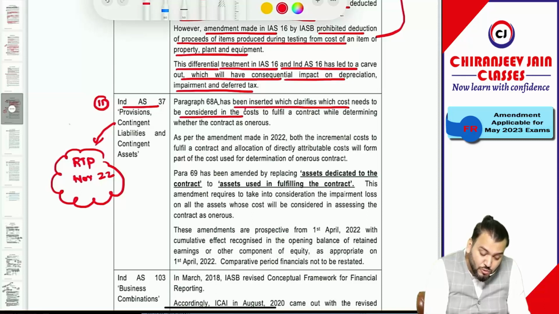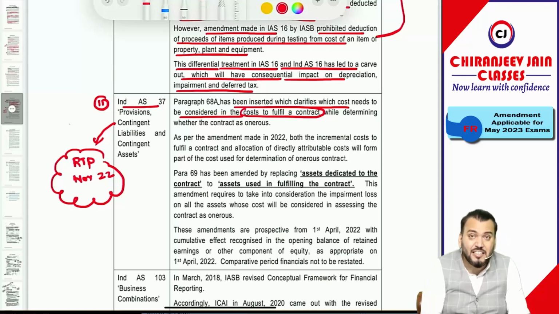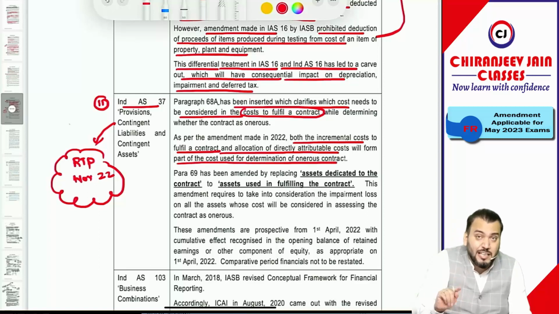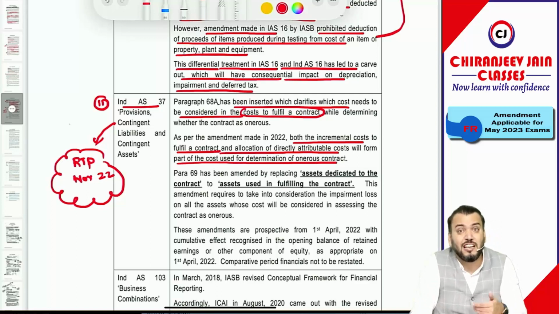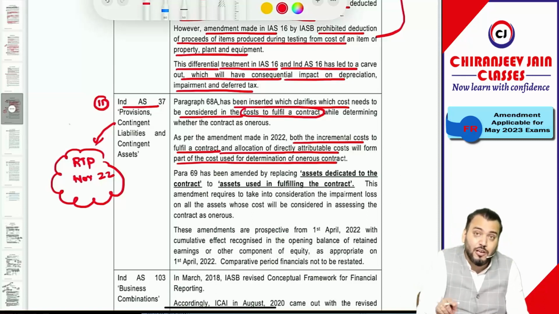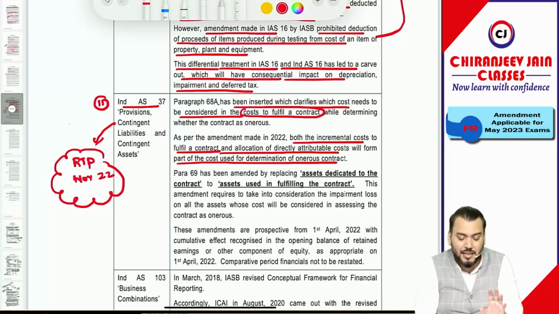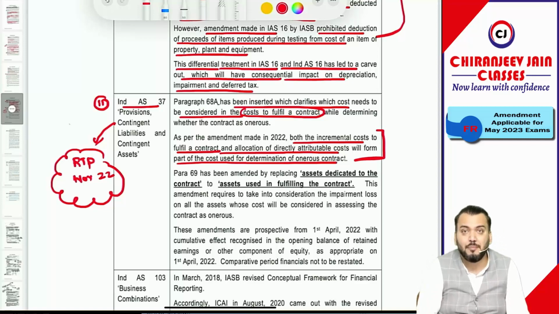So what they want to say is, a paragraph has been inserted which clarifies the costs to be considered as cost to fulfill the contract while determining whether the contract is onerous. Correct? Yes, sir. As per this amendment, both the incremental cost to fulfill the contract and the allocation of directly attributable cost will form part of the cost used for determination of an onerous contract. Means the cost to fulfill the contract will include incremental costs. Incremental costs are those costs which cannot be avoided. Correct? Are you getting what I am saying? So this is one amendment which may be important from examination point of view.